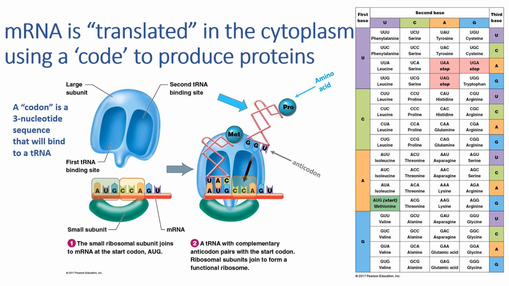Once the proline amino acid is next to the methionine amino acid, the ribosome will form a chemical bond between those two amino acids, creating the start of an amino acid chain. And remember from our biological molecules topic at the start of the semester, a protein is a chain of chemically bonded amino acids. The code that is used to decipher the mRNA sequence is found on the right-hand side of this slide.